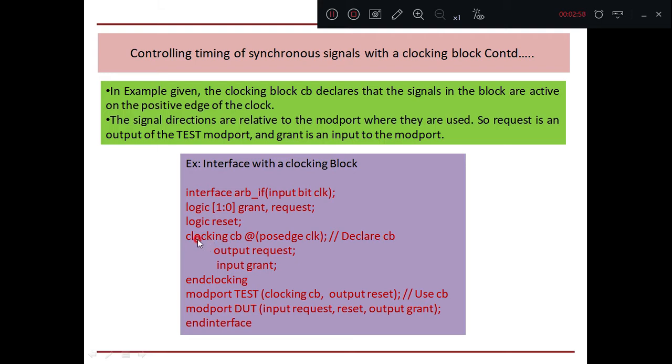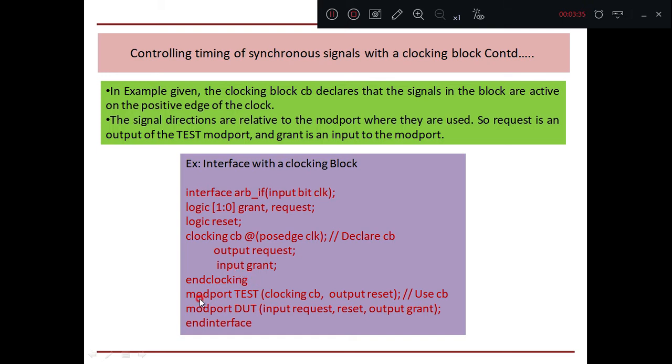Clocking block. See this clocking CB. Clocking is the keyword. Clocking CB at posedge clock. So this is the declaration of the CB: output request, input grant, and endclocking. This is the beginning of the clocking block and this is the end of the clocking block. In this example, clocking block CB declares that the signals in the block are active on the positive edge of the clock, as mentioned here. Which signals are used there? Request is used as an output signal and grant is used as an input signal.